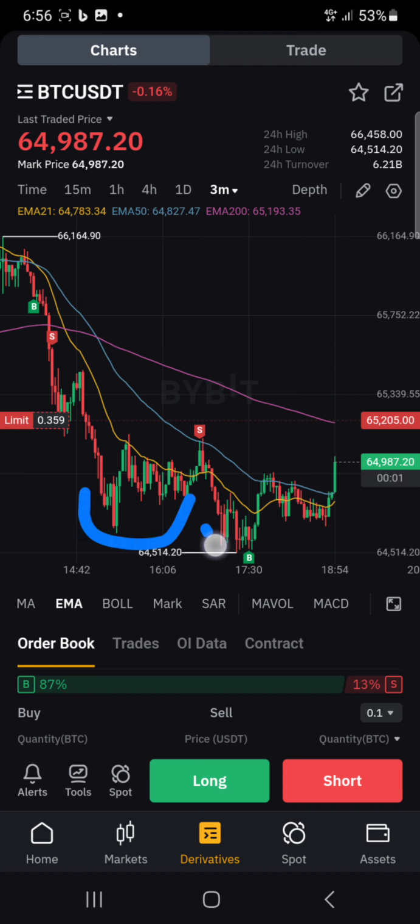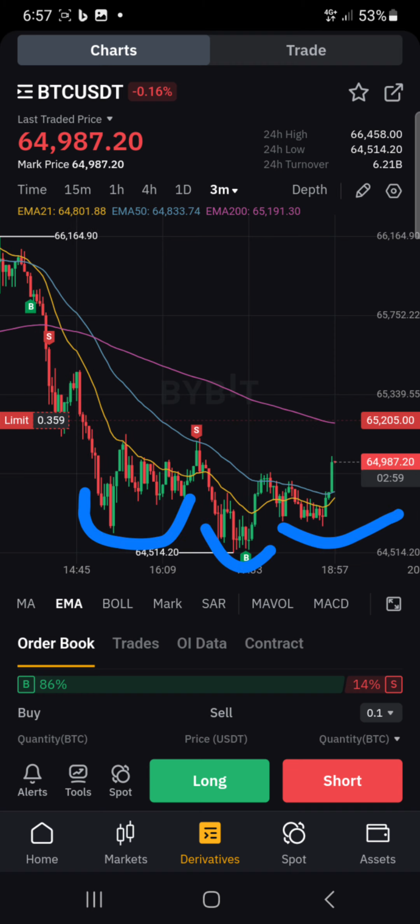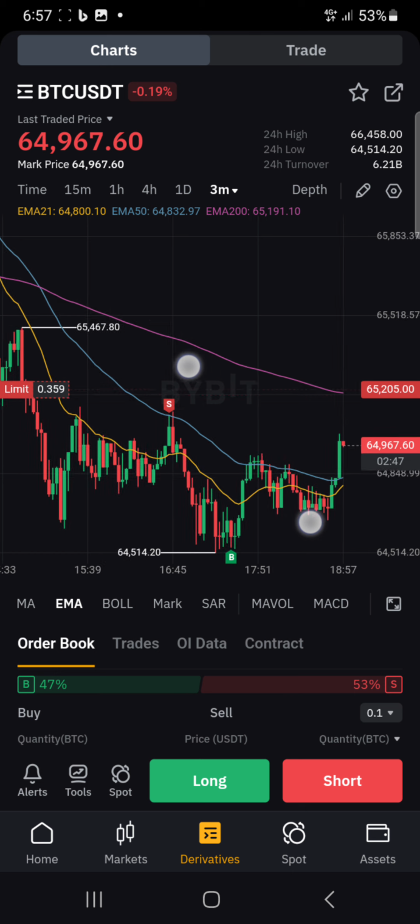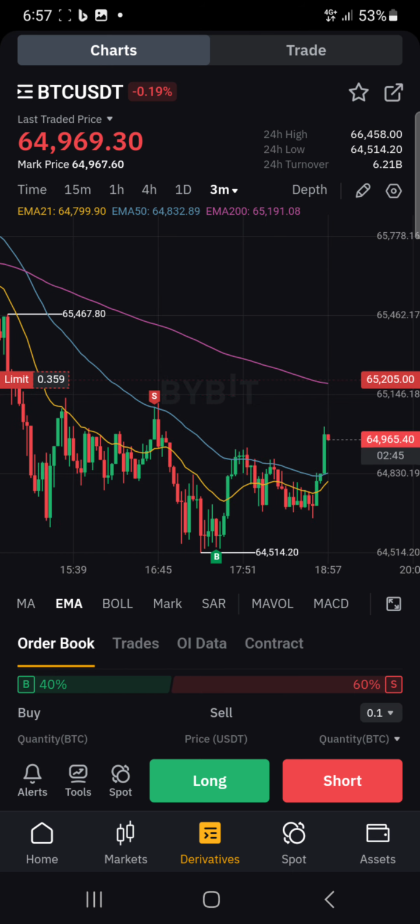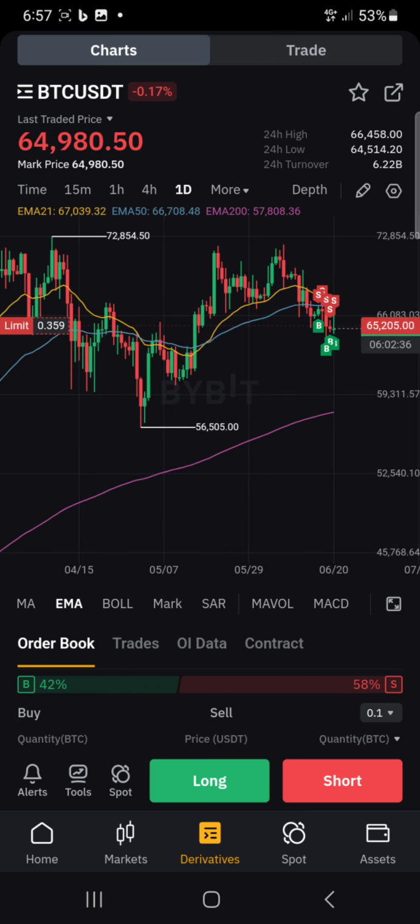When you look at the 3 minute time frame, you can see we have this left shoulder here, we have the head, and we have the right shoulder here. This is a typical textbook head and shoulder pattern that we have here. And if you watch carefully, you can see that this pattern is similar to what we have on the daily time frame. Now, let me go to the daily time frame, which is this here. So I'll click on the daily time frame.